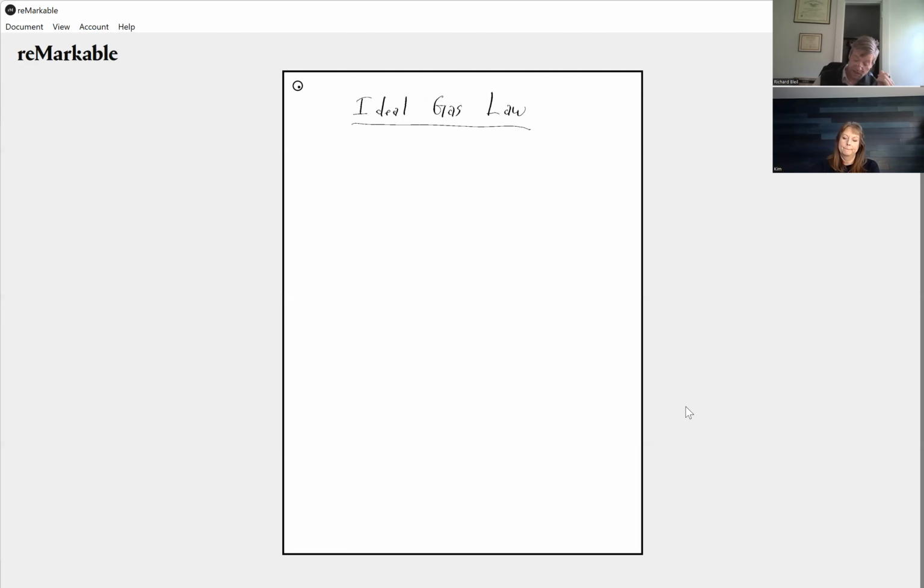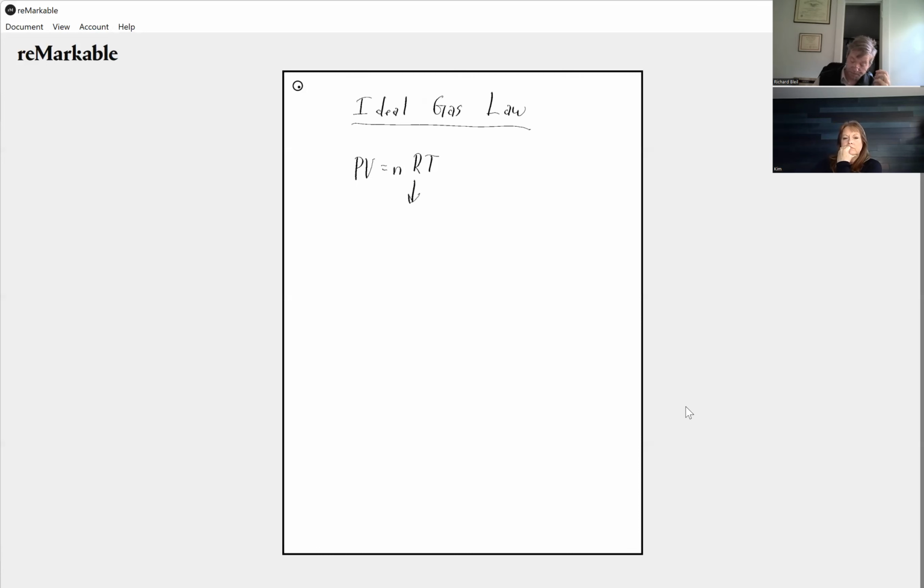The ideal gas law. And you should memorize this. You should memorize the ideal gas law. We've talked about all of these terms save one before. PV equals nRT. Pressure times volume is equal to the number of moles times a constant R times temperature.